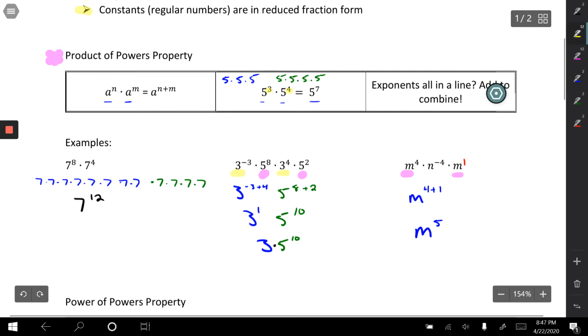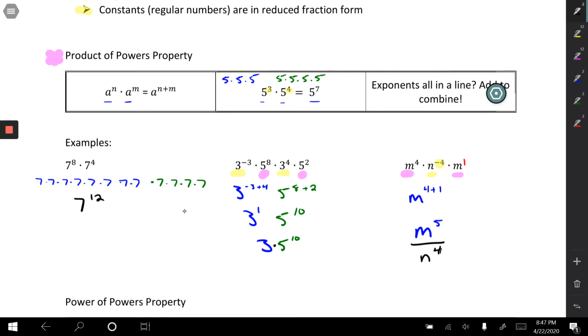Well, what happens to our other power here, this n to the negative 4? Well, remember last time when we talked about this, we said that that negative exponent means that this power is on the wrong side of the fraction line. So that means what I need to do is drop that n to the 4th power down to the bottom of the fraction line. And there we go. There's my final answer, m to the 5th over n to the 4th power.